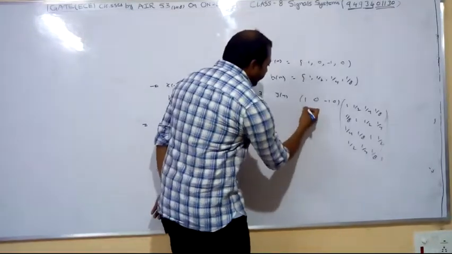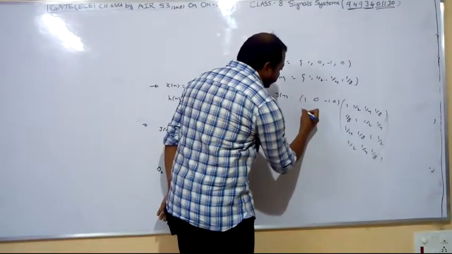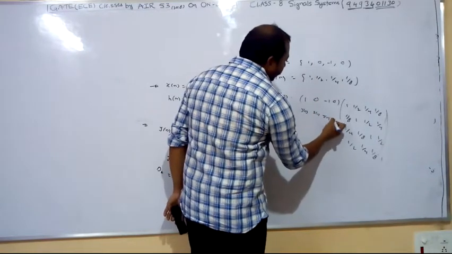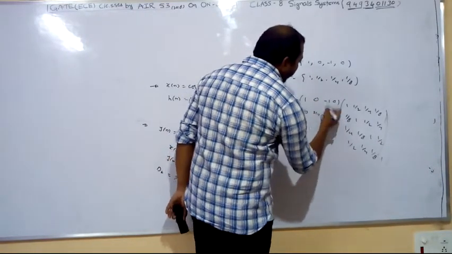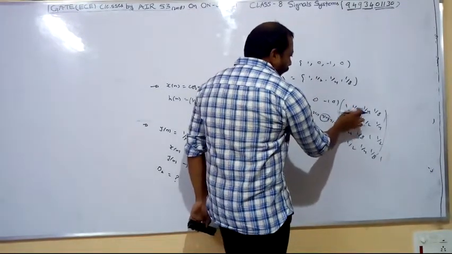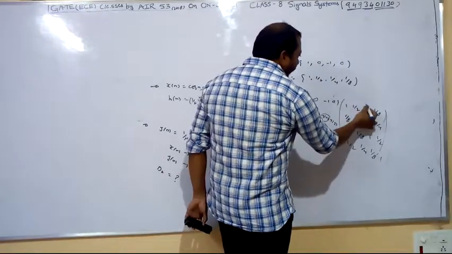Upon doing this, this is the corresponding value of y of 0. First one is y of 0, second one is y of 1, third one is y of 2, fourth one is y of 3. You are concentrating on y of 2 only. If you multiply this with this one, you get y of 0, with this y of 1, with this y of 2. So you have to multiply this row with this column.